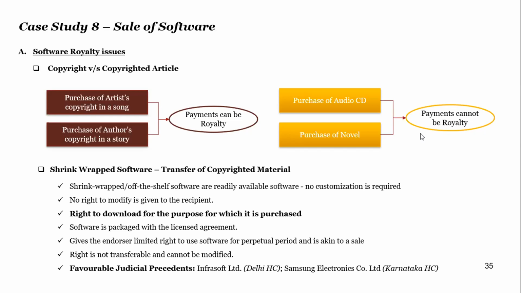Or 4 or 5 years back, we used to purchase CDs for downloading software on our PCs or laptops. That kind of purchase of CDs is also nothing but use of a copyrighted article rather than use of the copyright, and hence should not be considered royalty income under the double tax agreements.